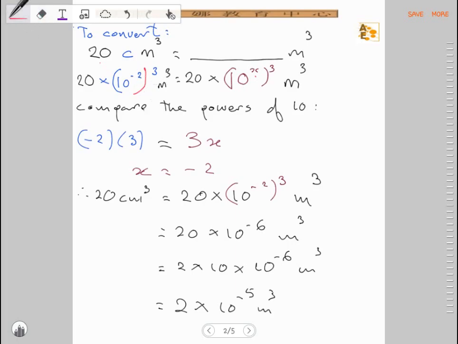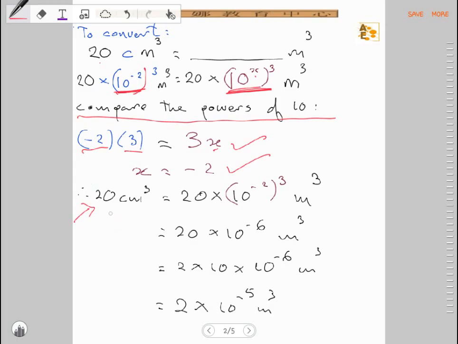Now what I have is, we're going to compare the powers of 10. How are we going to compare the powers of 10? On the left hand side we have 10 to the power of negative 2 bracket cube, so therefore negative 2 times 3. On the right hand side it is just as simple as this. That means 3x, that's all. Therefore your x is equal to, the 3 brings over, so x equals negative 2.